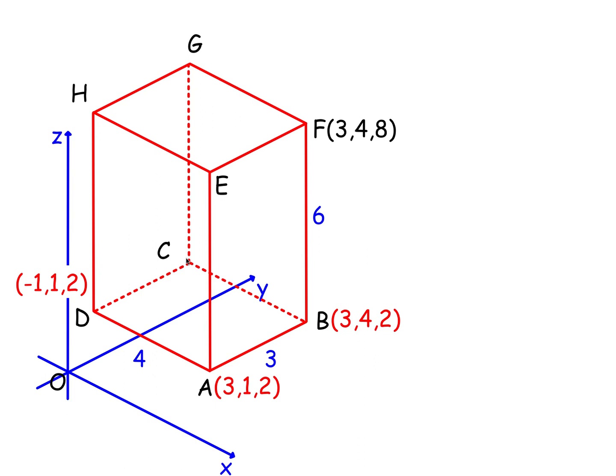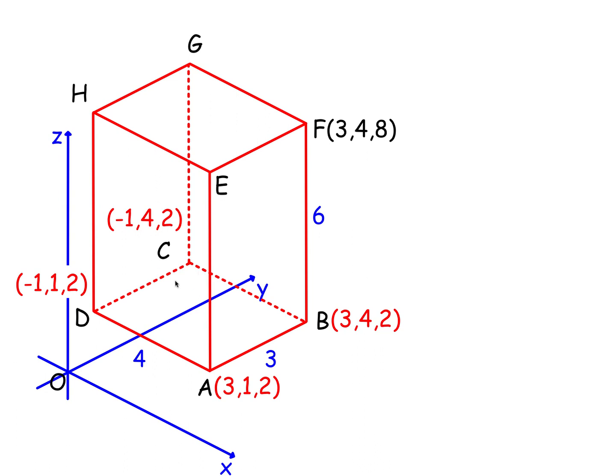For C, if you look at -1, 1, 2 for D, this shifts it 3 in the Y direction here to get to C, this 3. So you give an extra 3 to the Y coordinate. That's what makes C -1, 4, 2. The Y coordinate of D gained 3.